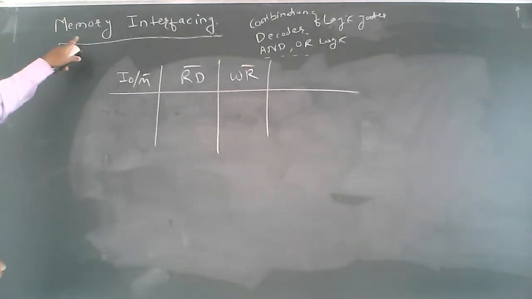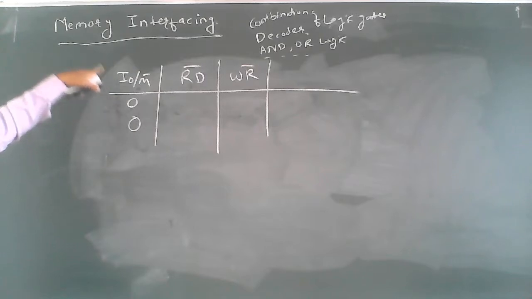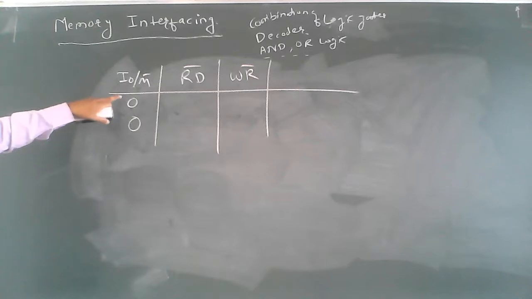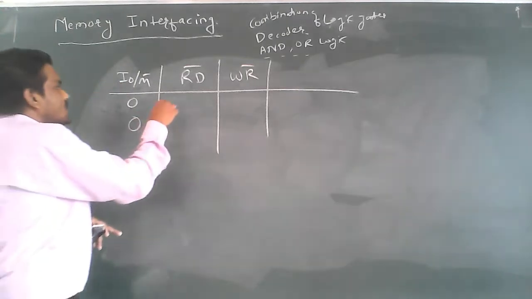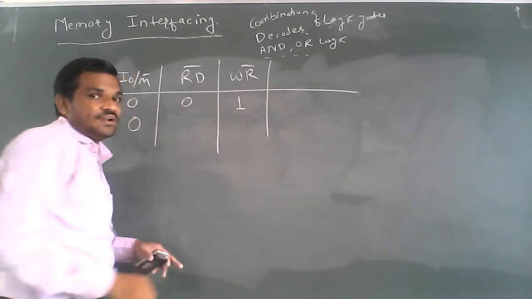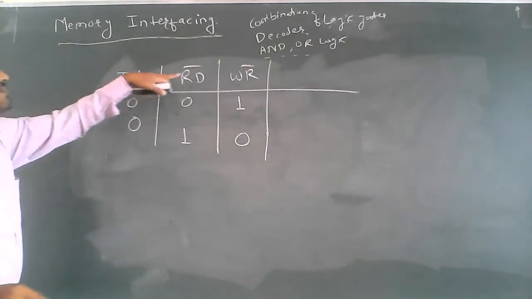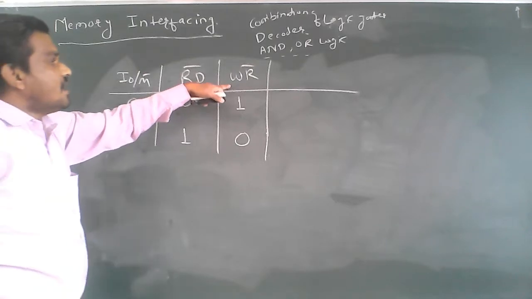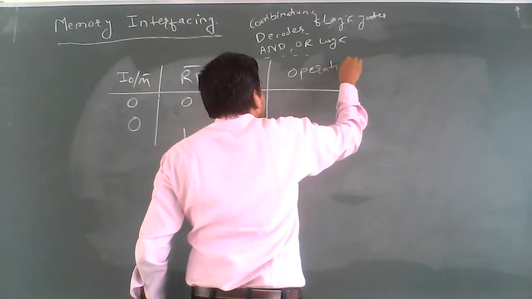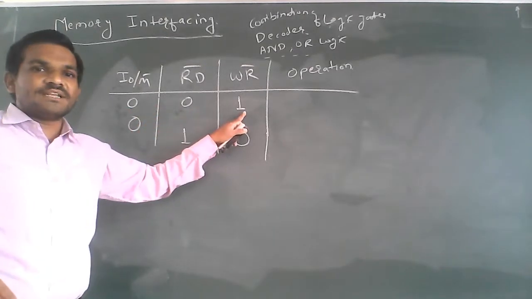So now we are working on memory. We are interfacing memory, so the IO M bar pin will be 0, because we are working on the memory. When it is equal to 1, it will work for the IO interface. For the reading operation, we have these two combinations, either 0 or 1, or 1 or 0. As I told you, RD bar and WR bar are active low pins. So the operation will be performed when IO M bar is 0, RD bar is 0, and WR bar is 1.